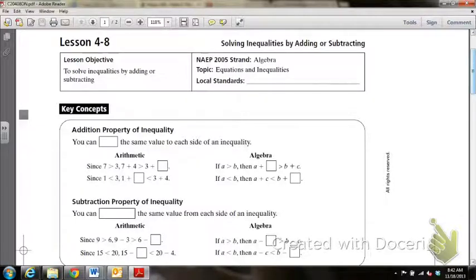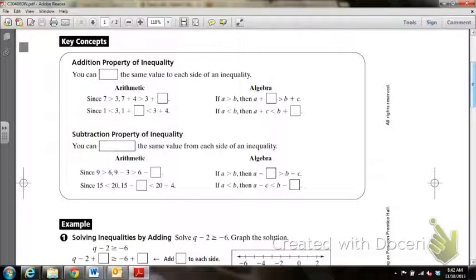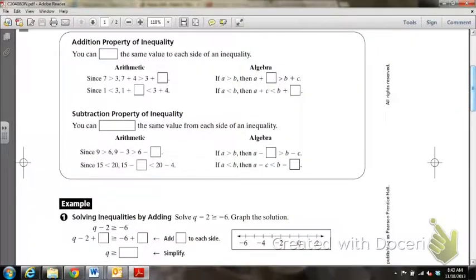In Lesson 4.8, we're going to solve inequalities by adding or subtracting. So when we did solving equations, we talked about these two properties, the addition property and the subtraction property. So we're going to revisit these same topics here and just use them to solve inequalities.